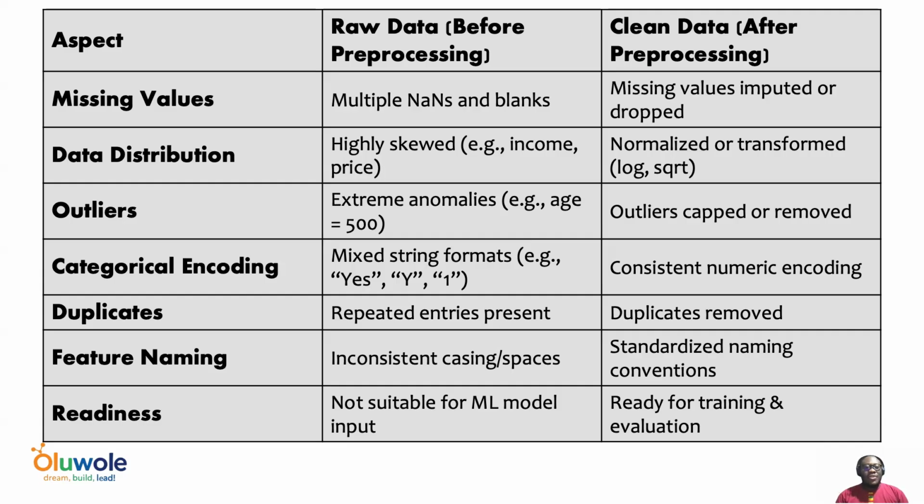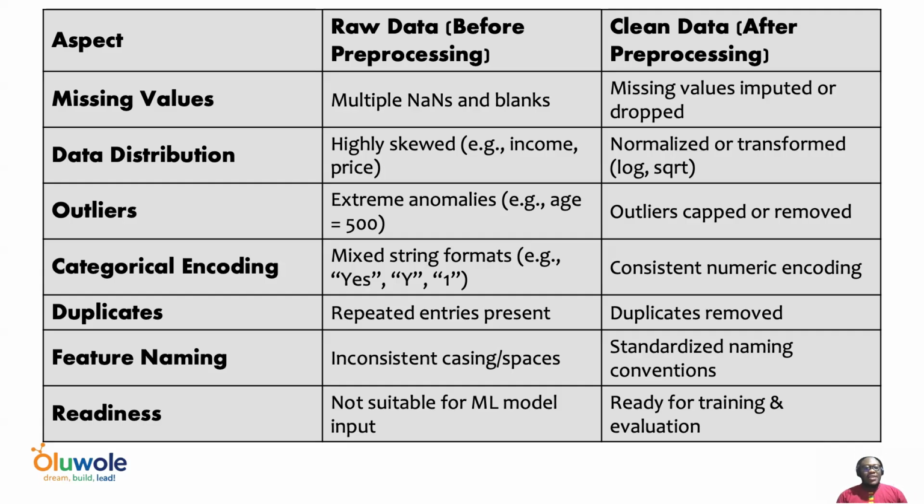Then data distribution. Is it highly skewed? If it's highly skewed, what do you do? When you clean the data, you have it normalized or transformed. Do you have outliers? Are they extreme? There are extreme anomalies when you have your raw data. But after that, outliers can be capped or removed. Do you have categorical encoding?